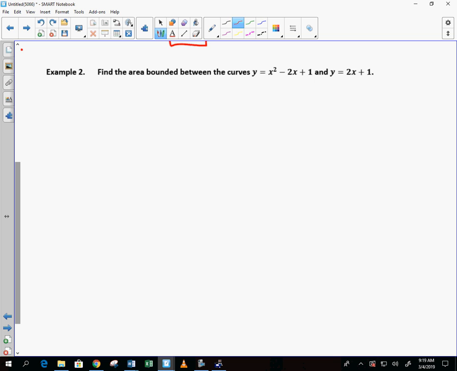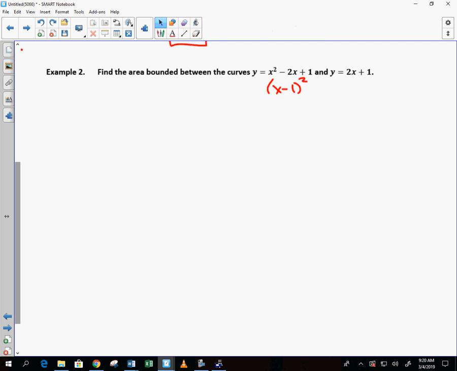Let's try 2 more. We'll call it a day and get you your worksheet. Find the area bounded between the curves y equals x squared minus 2x plus 1 and y equals 2x plus 1. Anybody notice anything about the graph x squared minus 2x plus 1? It's a parabola. Isn't x squared minus 2x plus 1 just x minus 1 quantity squared? So it's shifted to the right 1 unit.